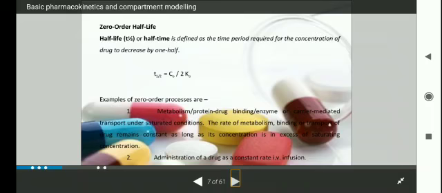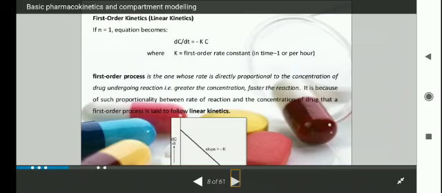I told you already, half-life, apparent volume of distribution, clearance, all these should be on your tips. So half-life, you know already, is the time period required for the concentration of the drug to decrease to half of its initial value. That is the half-life. T half is equal to C naught by 2 K naught. Okay, so you can note down examples here for your zero order. And coming to first order reactions or first order kinetics, the rate is always directly proportional to the concentration. So independent of concentration is zero order, while dependent and directly proportional to concentration is first order.